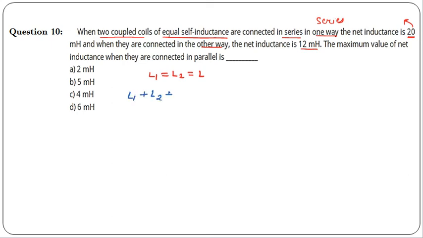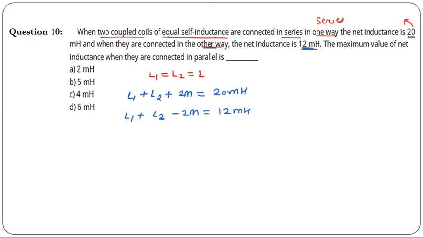So in the series aiding, the L equivalent formula is given by L1 plus L2 plus 2 into M. Because यहाँ पे प्लस 2m है, so अगर वो सीरीज एडिंग में है तो उसकी वैल्यू ज़्यादा होगी, and this is 20 millihenry. And when they are connected in the other way, the net inductance value is 12 millihenry, so it means they are connected in the differential configuration. So L1 plus L2 minus 2 into M will be equal to 12 millihenry.